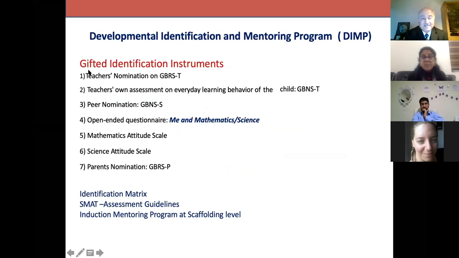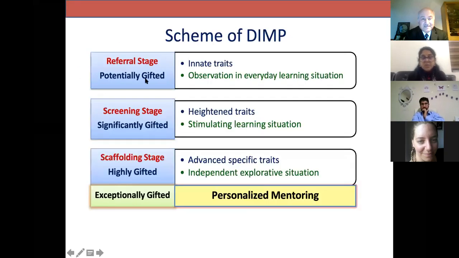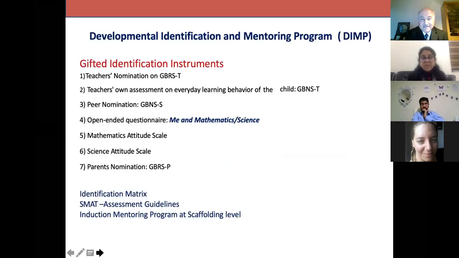So the first stage has the teacher nomination, the teacher's own assessment, the peer nomination, the self nomination, the math attitude scale, the science attitude scale, and the parent nomination. We get the data from all these instruments, and then we have an identification matrix. We put the entire data there, and then we identify the child. And there are cross-check balances also.